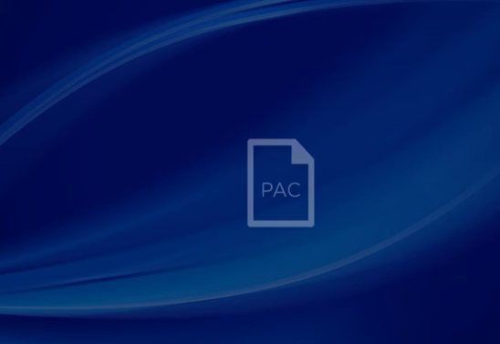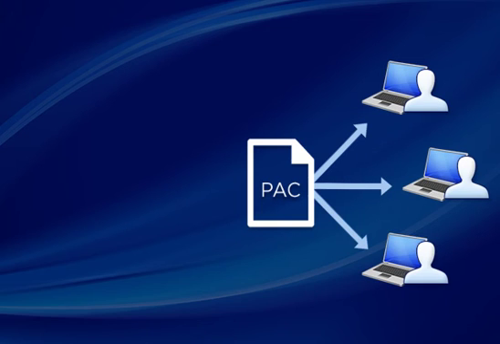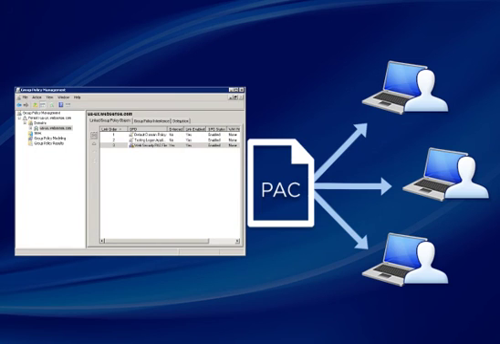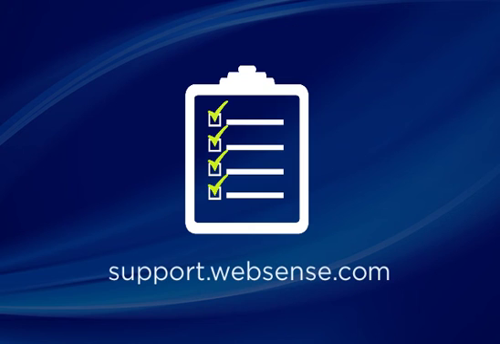A last planning step to think about is PAC file distribution. You can use a remote configuration tool like Windows Group Policies to configure users' browsers to use the PAC file. A checklist is available in the Websense knowledge base at support.websense.com. It can help you plan for and make decisions about enabling the Web Hybrid module for TRITON AP-WEB.